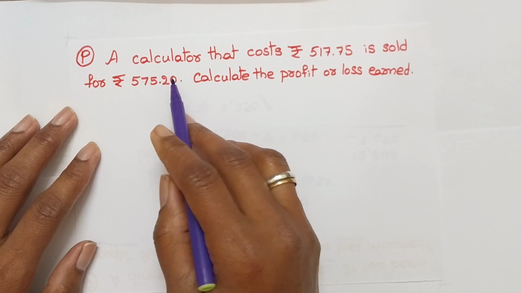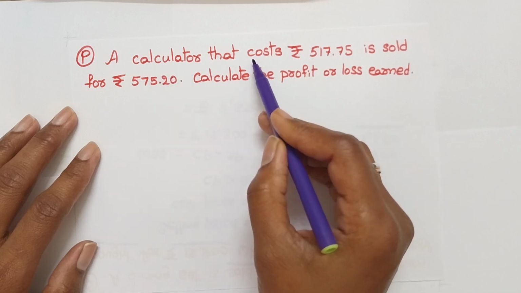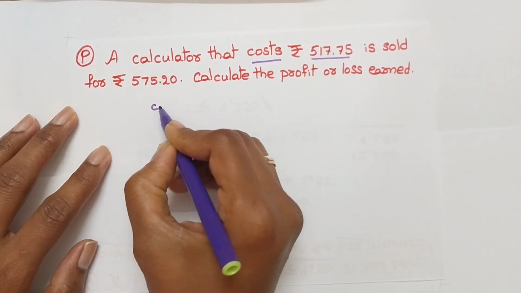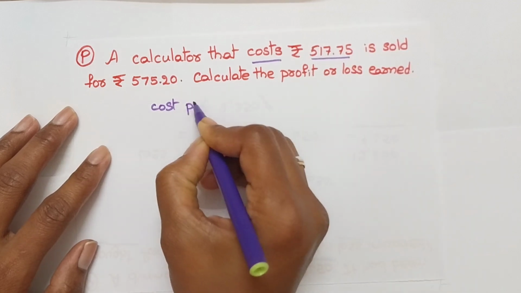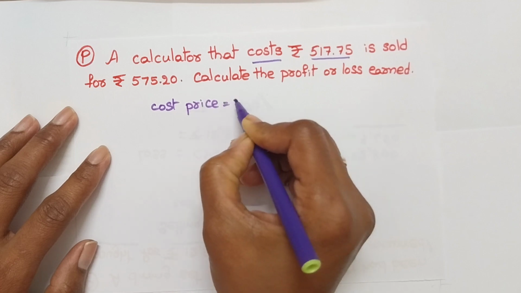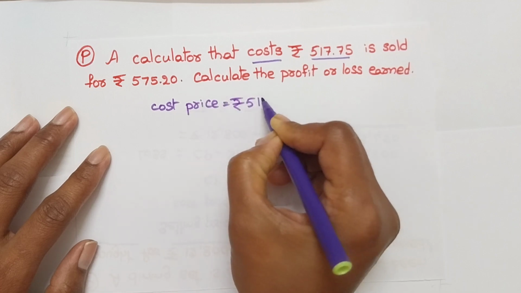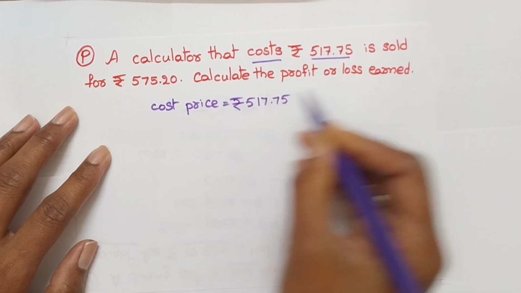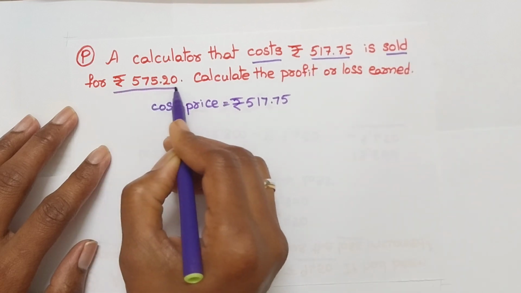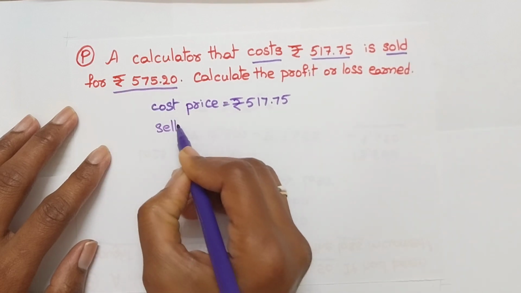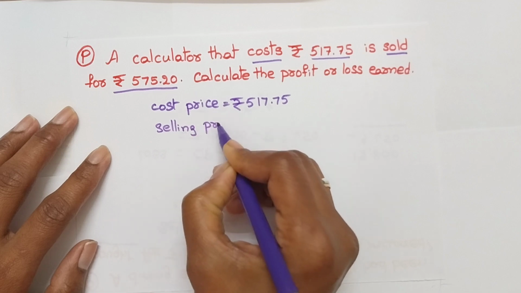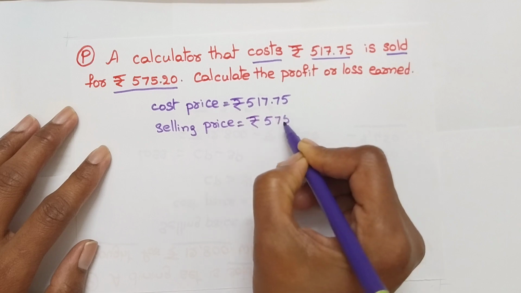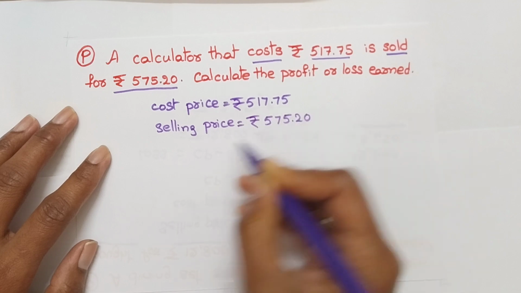So what is mentioned? It costs 517, that means cost price. Cost price equals rupees 517.75, that is 75 paise. And sold means selling price. Selling price equals rupees 575.20, that means 20 paise.